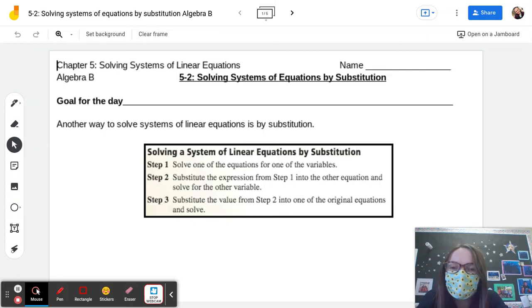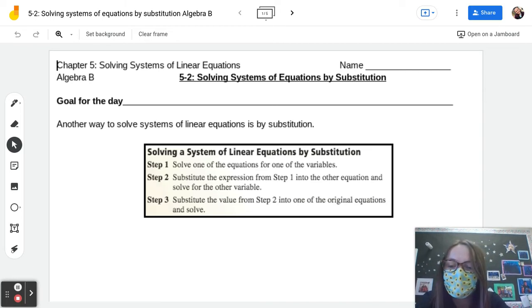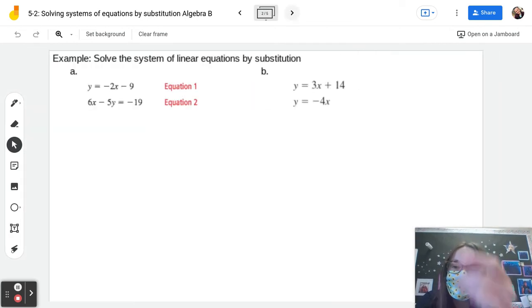Hi everyone, so the plan for today is we're going to be solving systems of equations by substitution. So in the past, in 501, we were solving systems using graphing, using our graphing calculators, and certainly we can still check with our graphing calculators, but I want to show you guys how to solve systems specifically by substitution. So let's go ahead and get started with our first example.